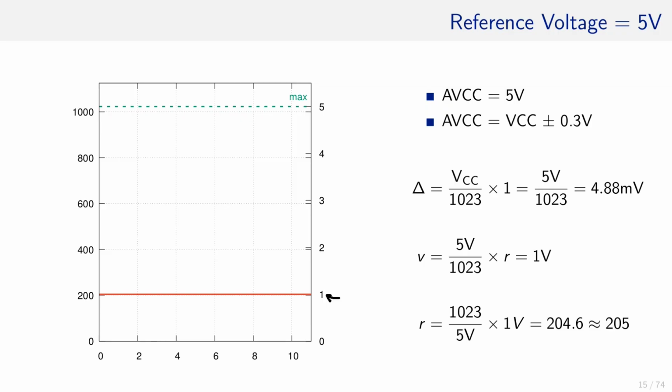Please note that AVCC should always be connected to VCC, even if the ADC is not used in a project. Its maximum variation can only be VCC plus minus 0.3 volt, and it is advisable to filter the power supply voltage through a low-pass filter.